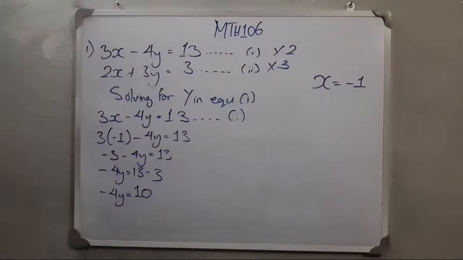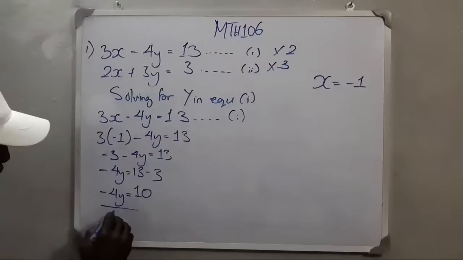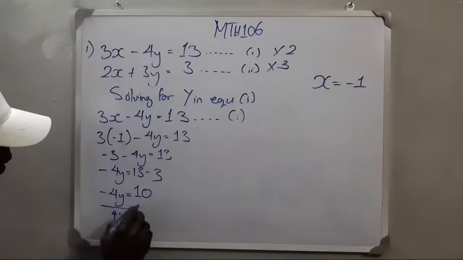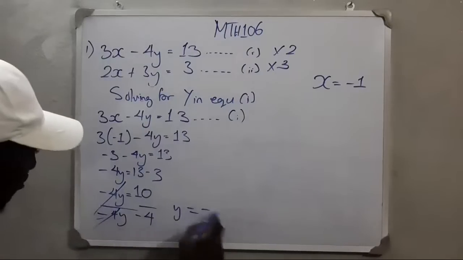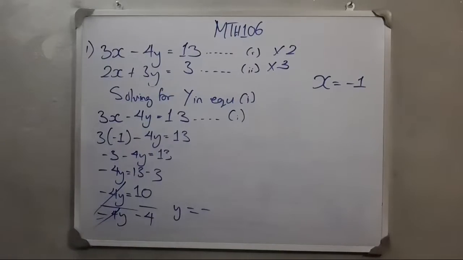Now let's see, definitely we have to divide both sides by 4. Definitely 10 can't be divided by 4. We should be having a decimal number. This cancels this. We have y equals minus. Definitely 10 can't be divided by 4, but let's just see.